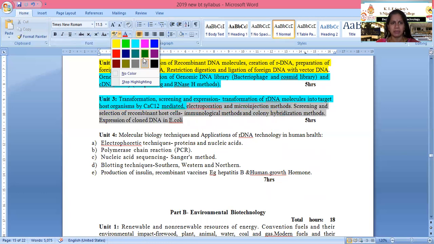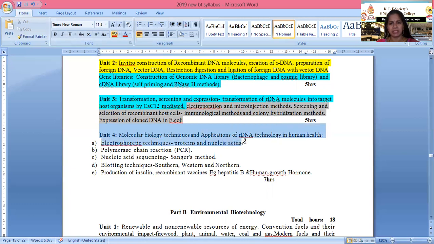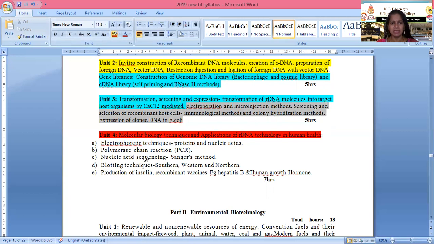Another most important unit is unit 4 in paper 5. Here you are going to study a very important one, which I'm marking in red: molecular biology techniques and applications of recombinant DNA technology in human health. Under this, you are going to study electrophoretic techniques, focusing on proteins and nucleic acids.